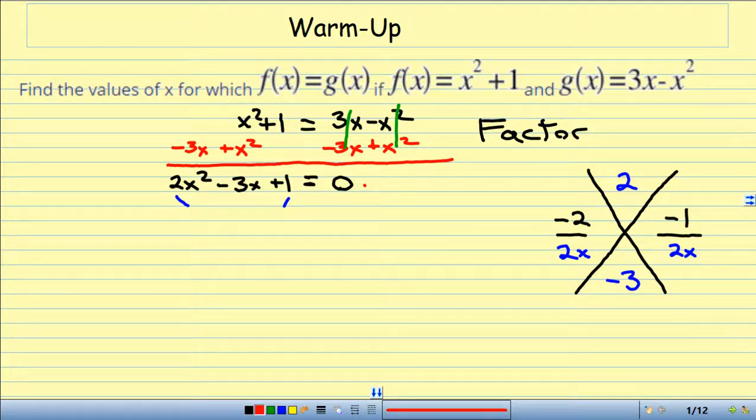Now, let me show you the reason I put the 2x's on the bottom. We only do this when the leading number is not a 1. So I'm going to simplify and keep them as a fraction if I can. And of course I can. The 2's cancel out, so it becomes negative 1 over x. And this doesn't simplify. So that means that my binomials are x minus 1 and 2x minus 1.